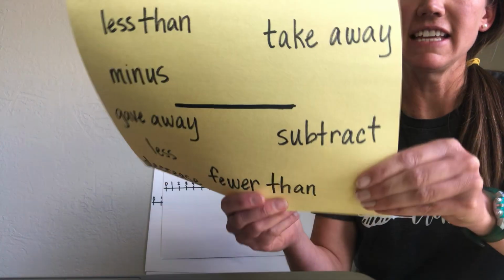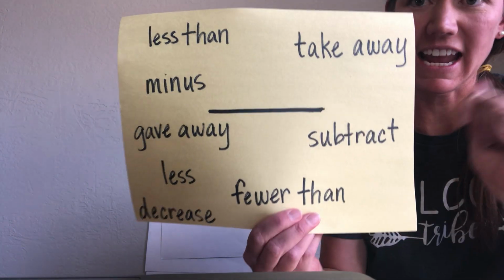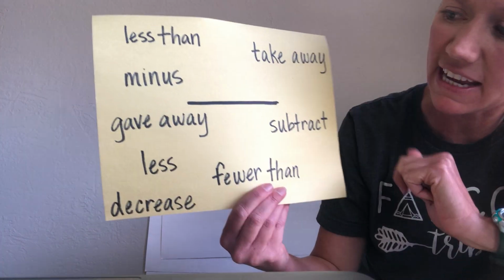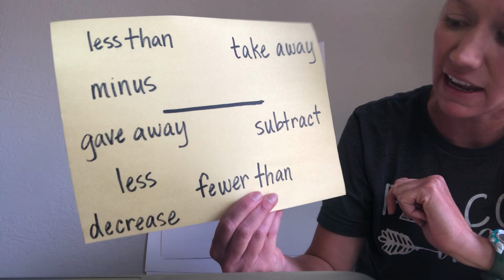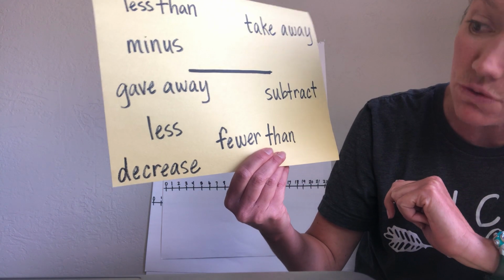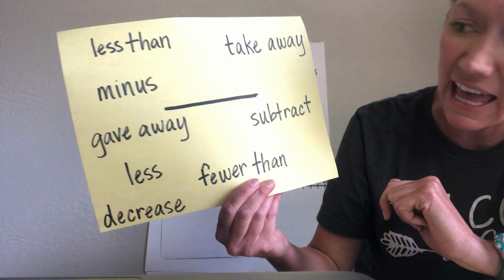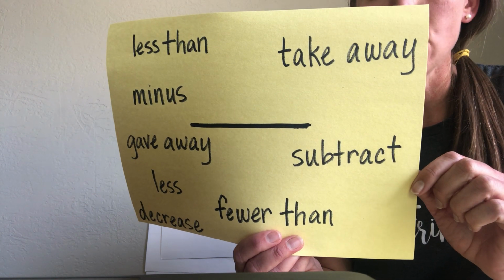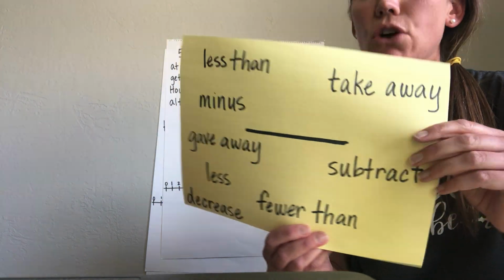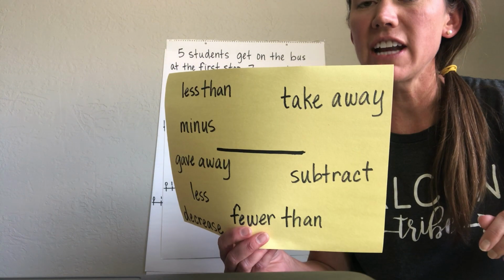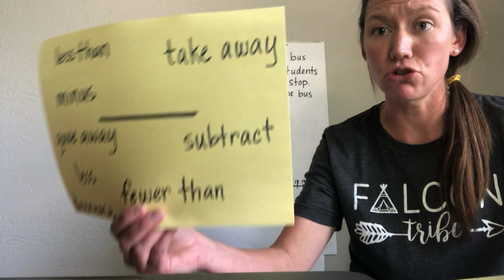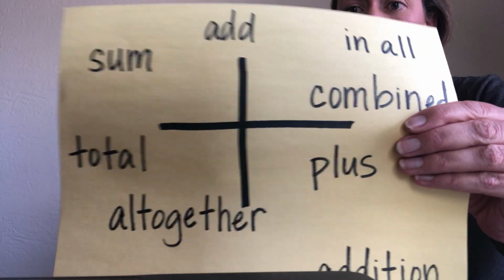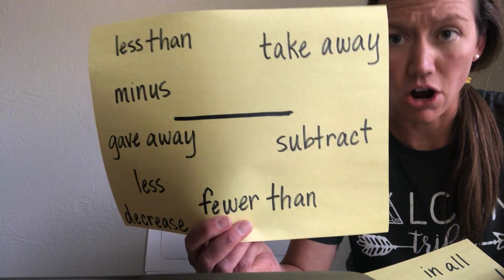This one is subtract, or the minus sign. So we're going to be looking for the key words of less than or minus, to give away, take away, fewer than, to decrease, less, subtract. Okay, these are some of the key words that we're going to be looking for. So when we read a word problem, we are going to be looking for key words. Those key words are going to help us determine whether we are going to subtract or if we are going to add. So if we are going to put together or take apart.